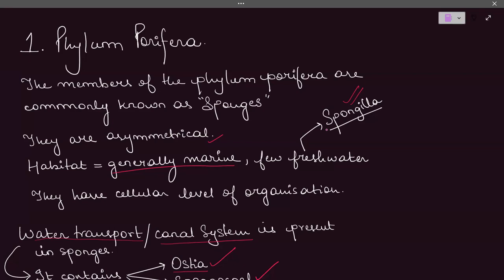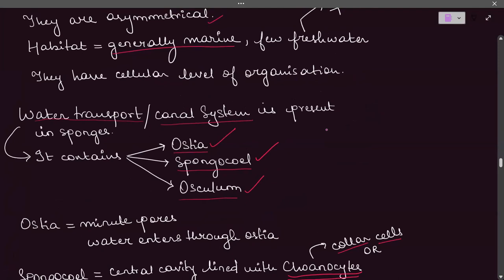They have a cellular level of organization. A water transport or canal system is present in their body so that they can transport various things with the help of the water transport channel. This water transport system contains the ostia, spongocoel, and the osculum.